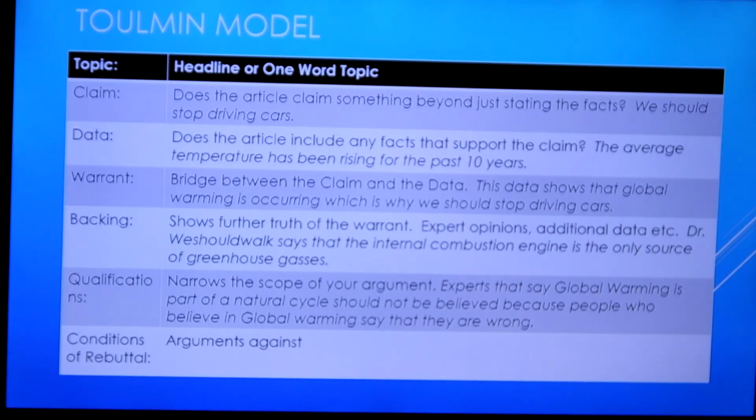So instead of talking about global warming, you may only have data from a certain country, and you're going to try to control what happens in that country instead of in the whole world. This is described as narrowing the scope of your argument. Experts that say global warming is part of a natural cycle should not be believed because people who believe in global warming say that they are wrong.